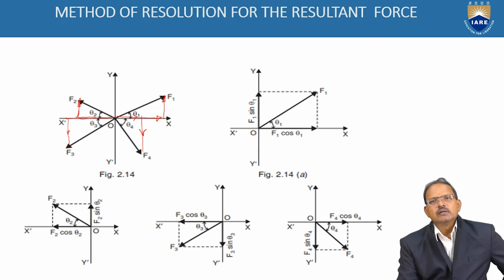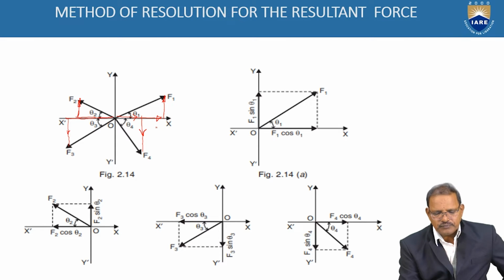Then, according to the procedure for finding the resultant force, Rx, that is the component of the resultant force acting along the x direction, is equal to the algebraic sum of the components of forces acting along the x direction. So for F1, the horizontal component is F1 cos theta 1, positive, minus F2 cos theta 2 because it is acting toward the left hand side, minus F3 cos theta 3, similarly plus F4 cos theta 4 now.